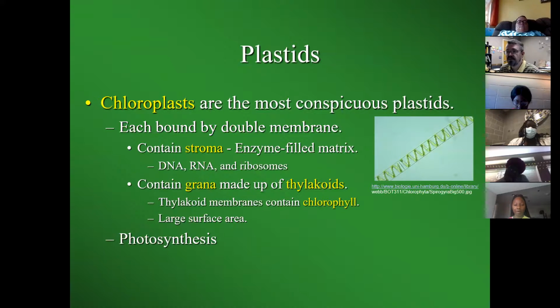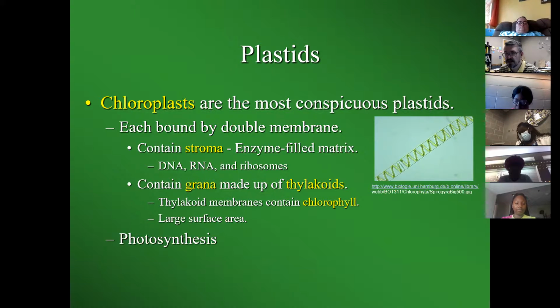Now, plant-specific stuff, chloroplasts, okay? These are the most conspicuous plastids. This is a group of things. Each one is bound by a double membrane. They contain a stroma, an enzyme-filled matrix. They have DNA, RNA, and ribosomes inside of them. They contain grana, which are basically little stacks of thylakoids, and thylakoid membranes have chlorophyll in them inside of these chloroplasts, and it increases their surface area.